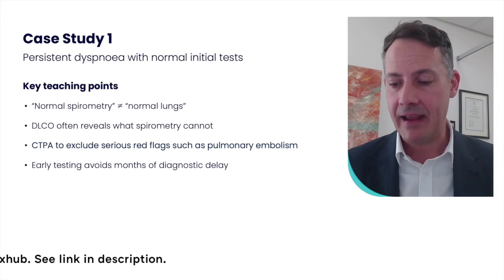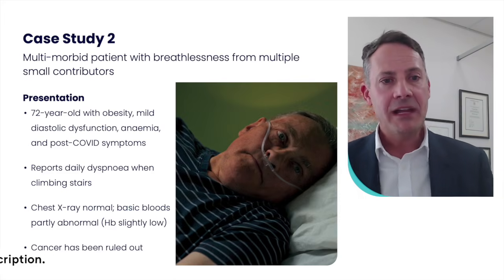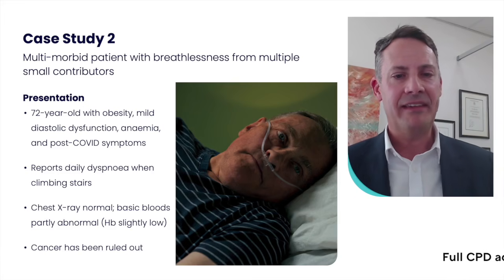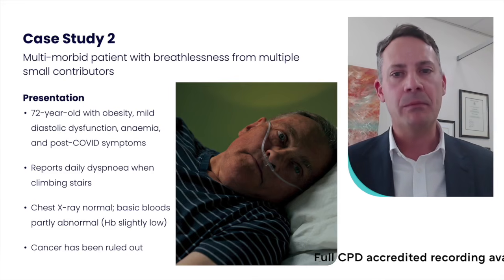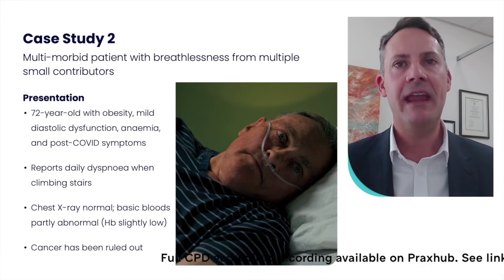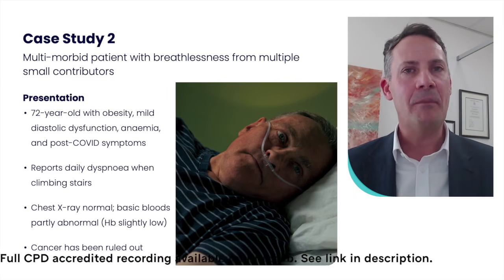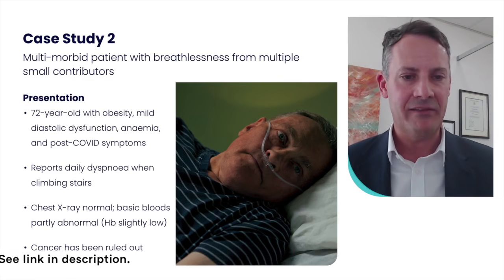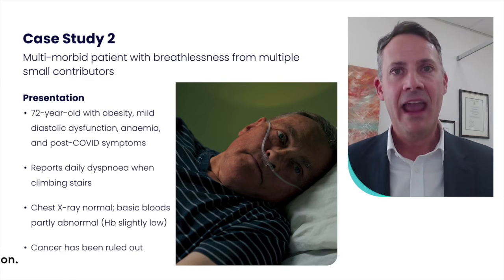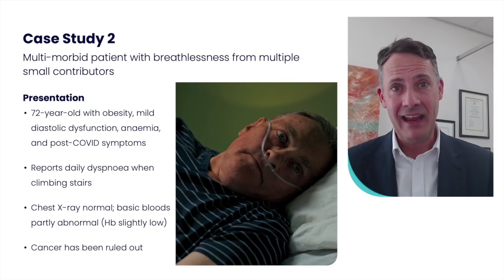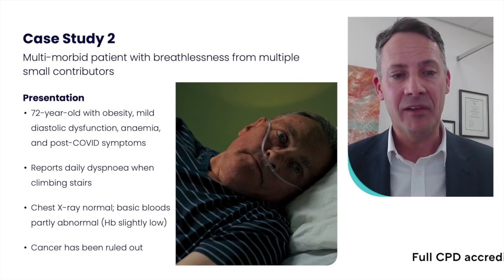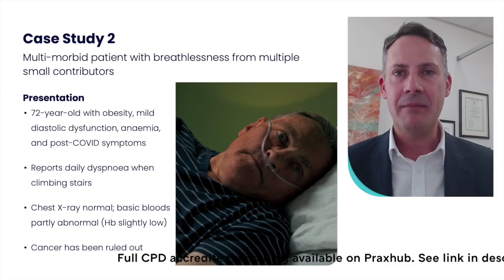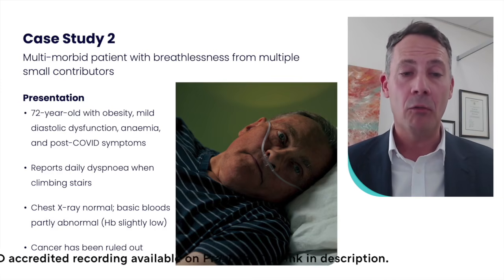Okay, let's go on to the second case. So this patient is probably a little bit more familiar in my rooms. This is a 72-year-old man. He's multi-morbid and he's breathless for heaps of reasons. So he's got obesity, he's got mild diastolic dysfunction or heart failure with preserved ejection fraction. He's got anemia, and he had COVID as well, and he attributes a lot of his symptoms to long COVID as well. He reports daily breathlessness, particularly when climbing stairs or going on long walks.